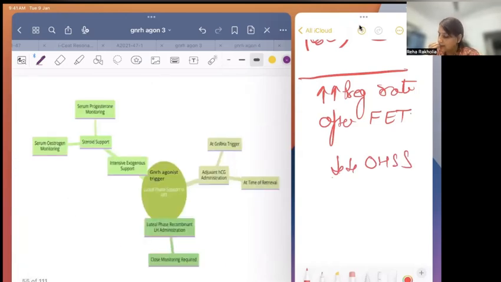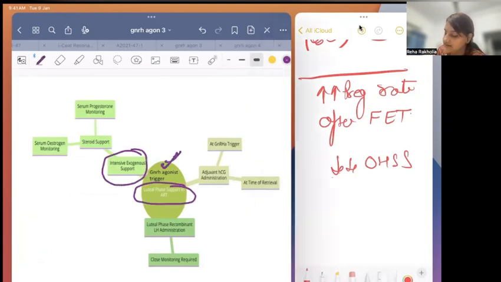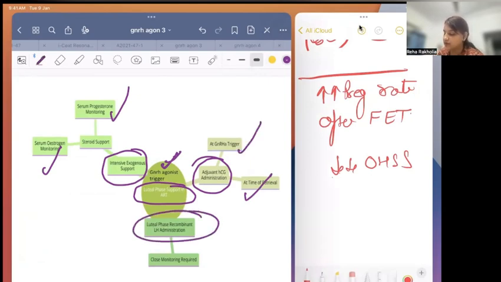See, here we can see the three things we can do for luteal support in ART after a GnRH agonist trigger. We can give intensive exogenous support like serum estradiol and serum progesterone, or we can give adjuvant HCG administration at the time of retrieval, at the time of trigger. Then we can give recombinant LH administration, but in this, close monitoring is required.